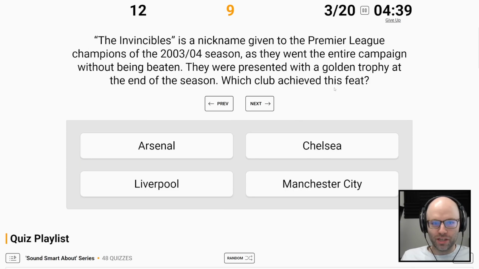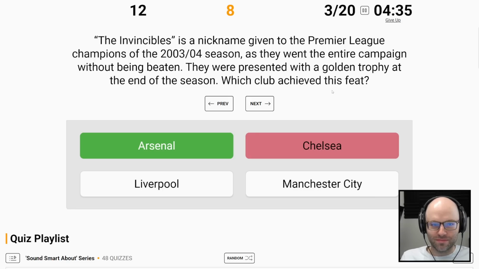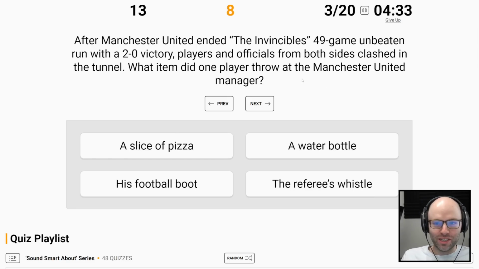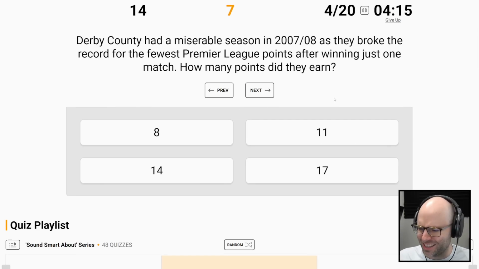The Invincibles is a name given to Chelsea. After Manchester United ended the Invincibles' 49-game unbeaten run with a 2-0 victory, players and officials from both sides clashed in the tunnel. What item did one player throw at the Manchester United manager? Apparently, the Premier League goes kind of crazy. Let's go with a slice of pizza. He threw a pizza at him?